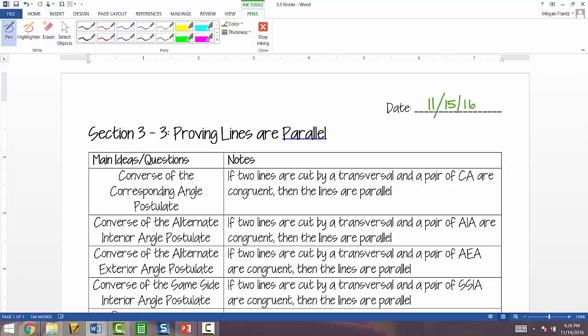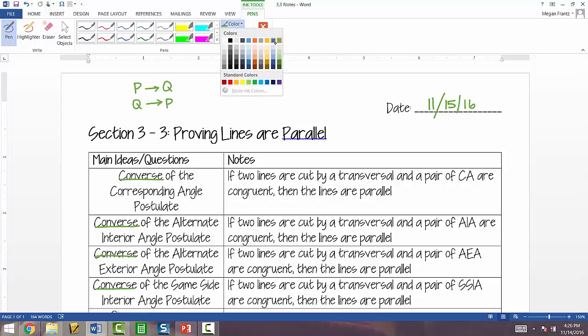If you look at all of these postulates that we're talking about, they all have the word converse in them. And if you remember back from chapter 2, P then Q is our conditional statement, and the converse just switched that around. So if you read these postulates, they're going to be what we've done switched around. The first one is the converse of the corresponding angle postulate. And this says, if two lines are cut by a transversal and a pair of corresponding angles are congruent, then the lines have to be parallel.